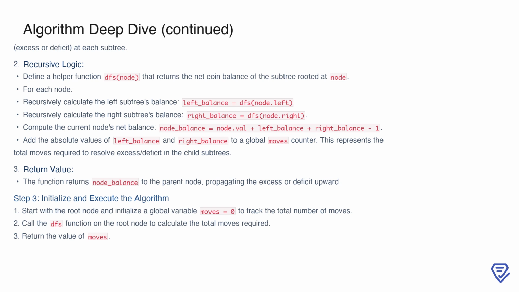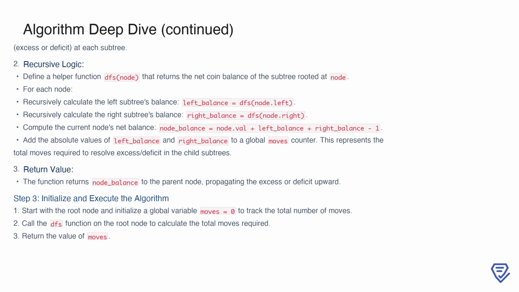The current node's balance is then computed as the sum of its own coin value, the left balance, and the right balance, minus 1. This calculation reflects whether the node has excess coins to give away or a deficit that needs to be filled. To account for the moves required, we add the absolute values of the left and right balances to a global counter called moves.